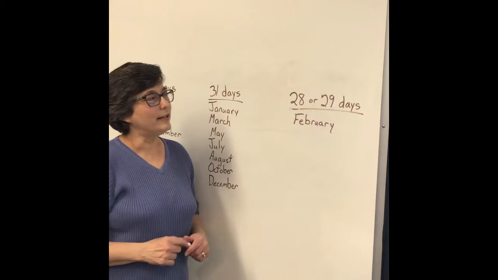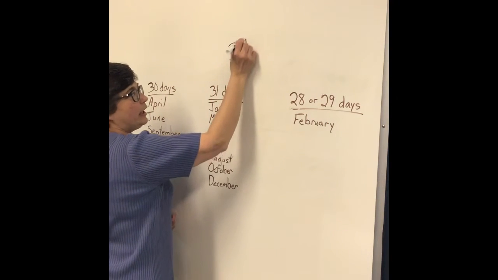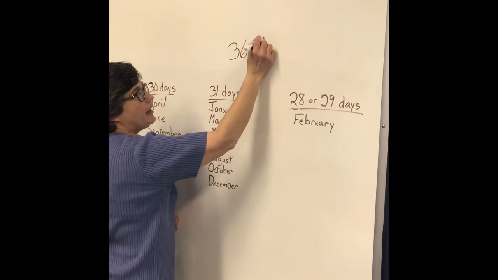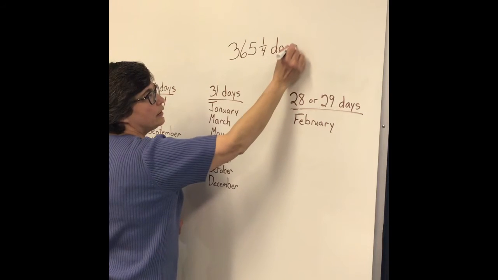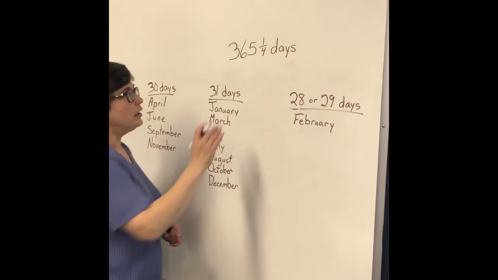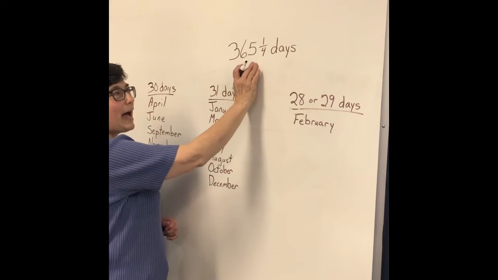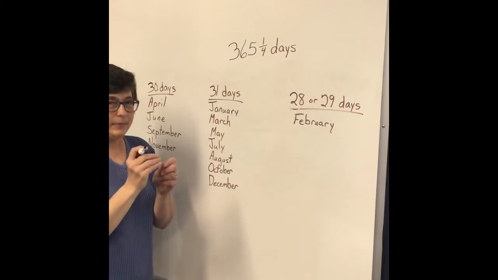Oh, I think I heard Elsie say yes. Because it takes 365 and a 4th days for the earth to revolve around the sun. Okay? So 365 and a 4th. It's not a full day.